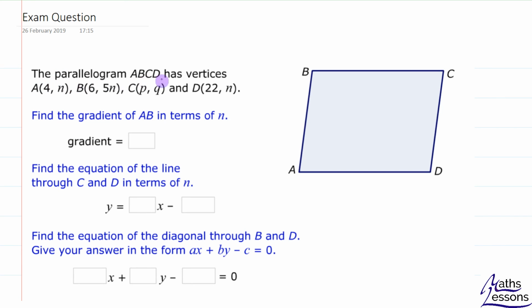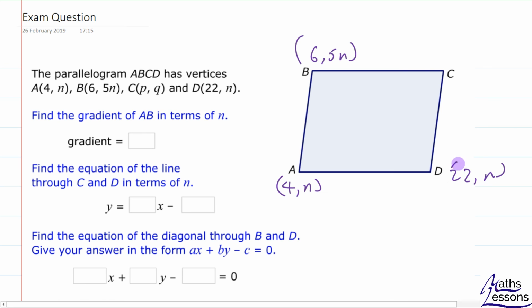Right, last question. Now what we've got is a parallelogram ABCD with vertices A is (4, n), B is (6, 5n), D is (22, n), and C is (p, q). Find the gradient of AB.